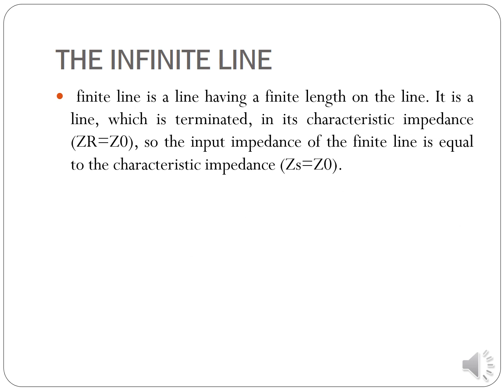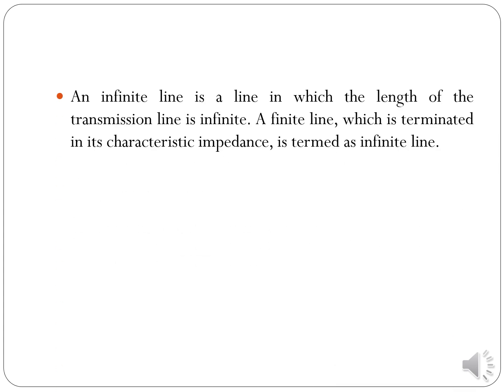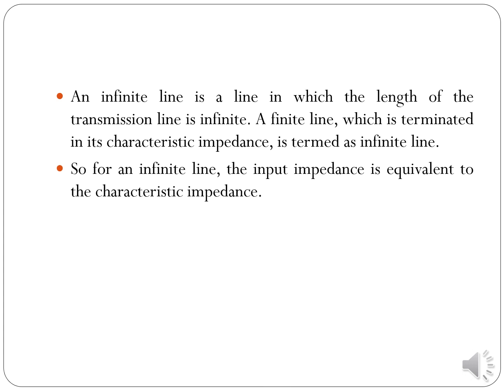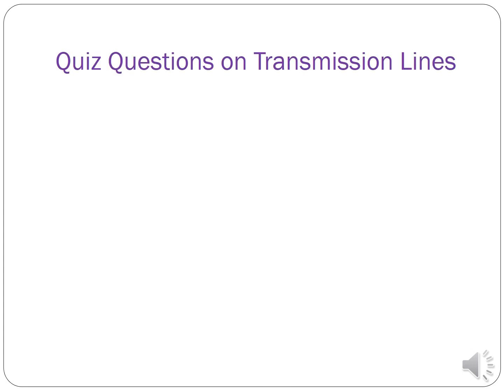Infinite line. A finite line is a line of finite length. An infinite line is one whose length is infinite. The input impedance of the infinite line is equal to the characteristic impedance. A finite line which is terminated by the characteristic impedance is called an infinite line. So the input impedance is equal to the characteristic impedance.